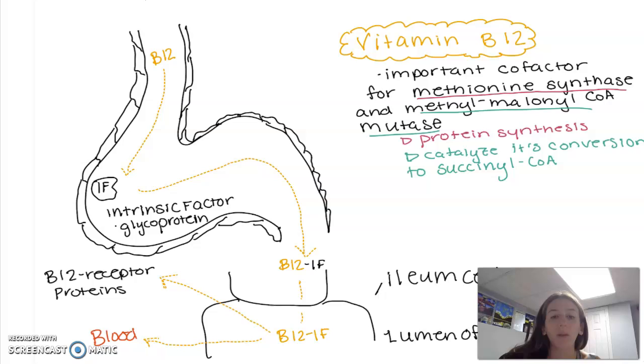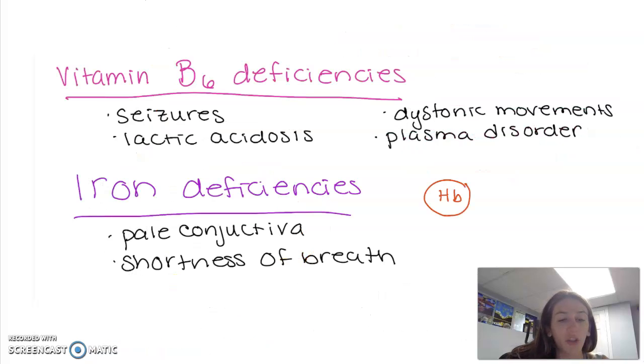And then another important factor about vitamin B12 is that it's an important cofactor for methionine synthase and methylmalonyl-CoA mutase. Methionine synthase is used for protein synthesis, and it also prevents homocysteine accumulation in the body. And methylmalonyl-CoA mutase will use vitamin B12 in order to catalyze its conversion to succinyl-CoA. So these are 2 essential processes that vitamin B12 helps with, and that's why the deficiencies are important to address.